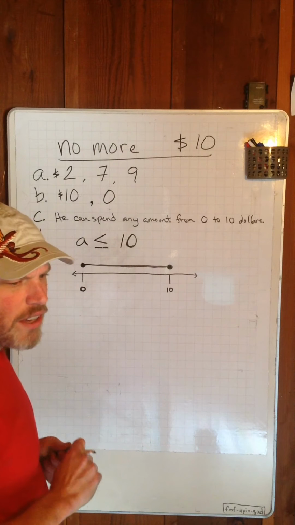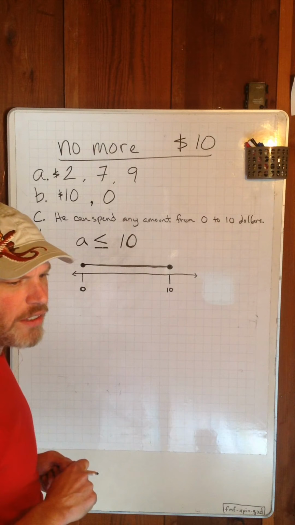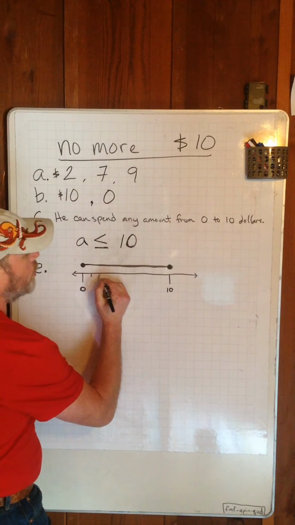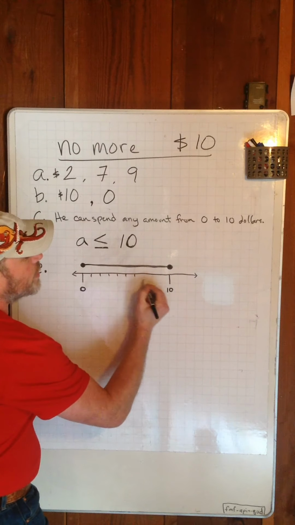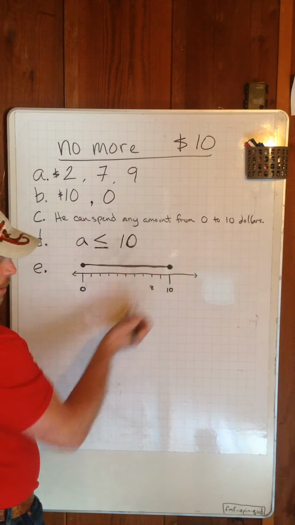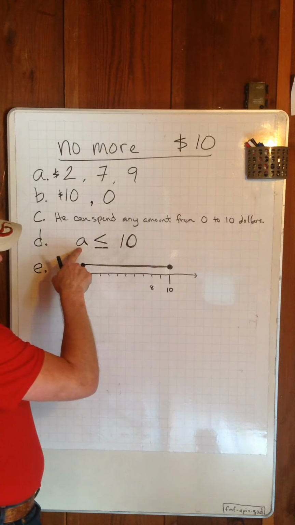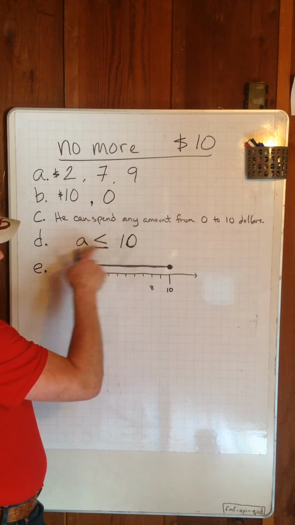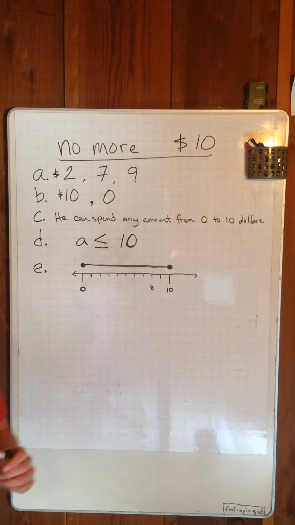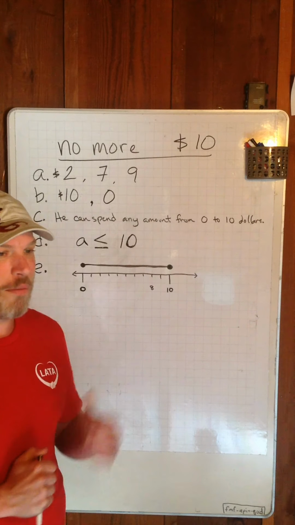And F says, Taylon spent $8 at the arcade. Did he follow his mom's instructions? Well, let's look on our number line. Here's 1, 2, 3, 4, 5, 6, 7, 8. Here's 8. Does 8 fall within our number line? Yes, it does. Let's look at our math statement. Could 8 be equal to or less than 10? Well, yes, 8 is less than 10. So, yes, 8 does fit the description of this inequality. Great job. Have fun today, guys.